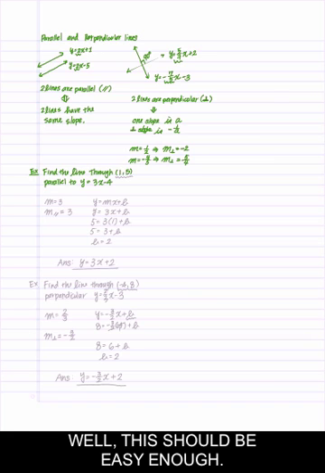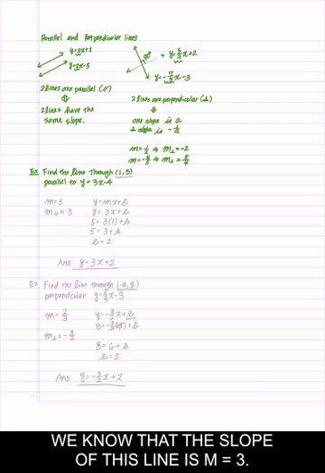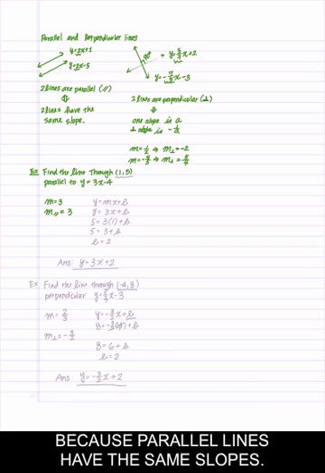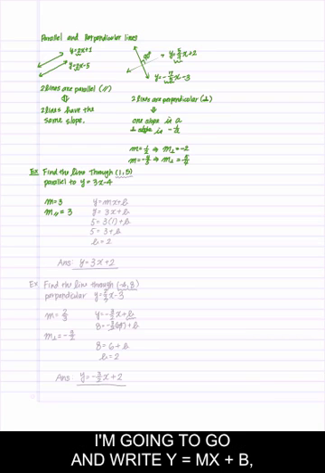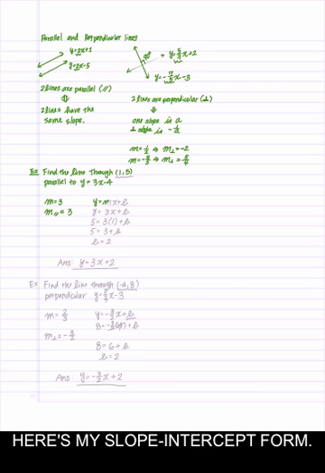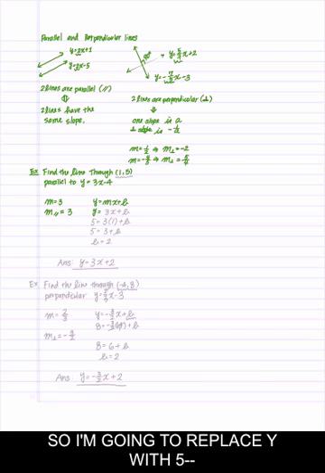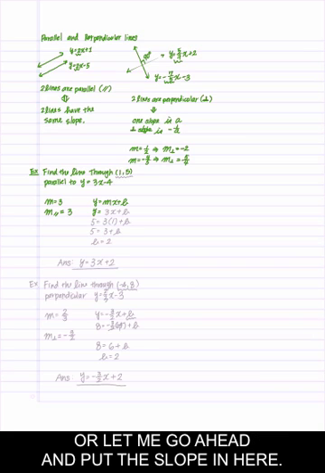Well, this should be easy enough. We know that the slope of this line is m equals 3. So its parallel slope, I'll use the notation here, is also 3 because parallel lines have the same slopes. I'm going to go ahead and write y equals mx plus b. Here's my slope-intercept form. And I know m, I know y, and I know x.